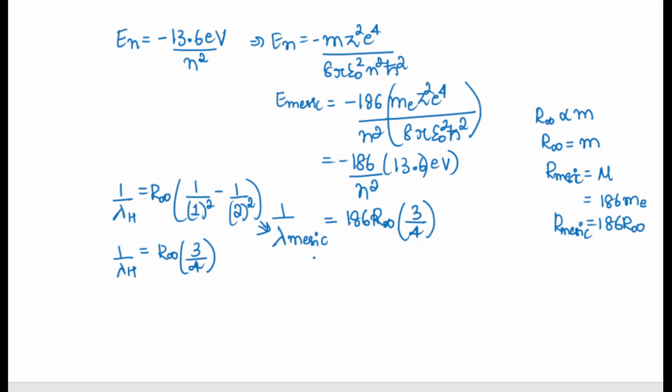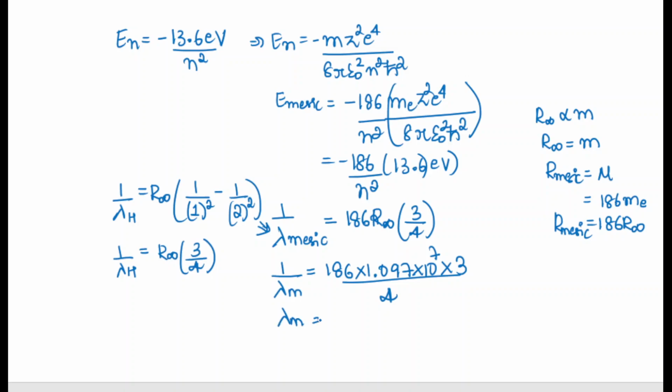Okay, so if you substitute the values, 1 divided by lambda m for the mesic atom, it will be 186 into R infinite, which is 1.097 into 10 to the power of 7, into 3 divided by 4. If you reciprocal this, you will get the value for lambda m in terms of meter, and energy in terms of electron volt, and the radius also is in terms of electron volt.